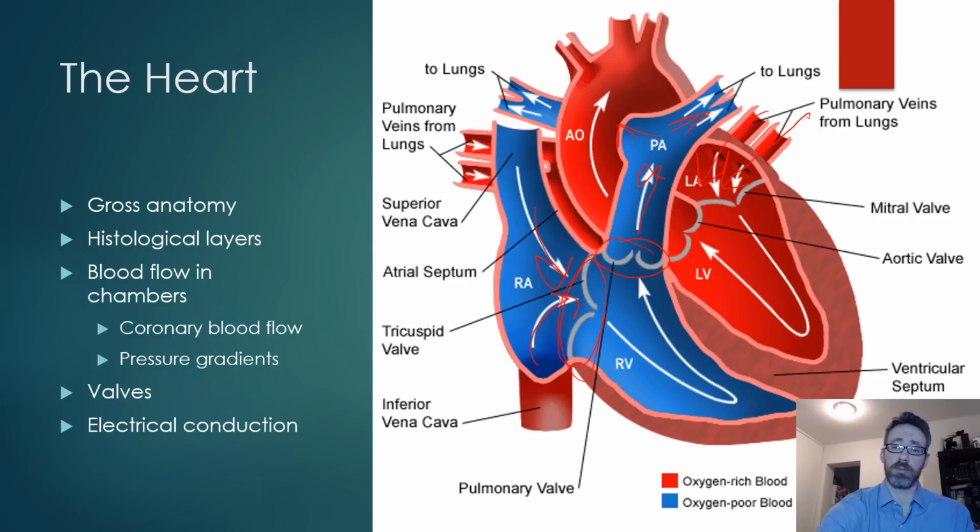Left atrium is separated from the left ventricle via another valve called the mitral valve. And then from the left ventricle, it's going to go into the aorta. And you see separating the left ventricle from the aorta is another semilunar valve known as the aortic valve.